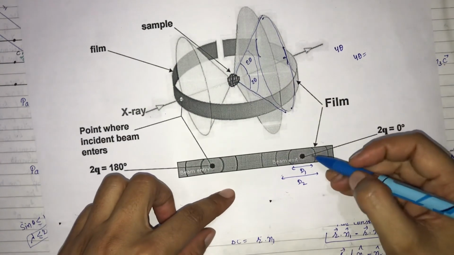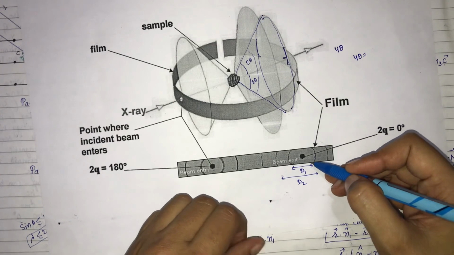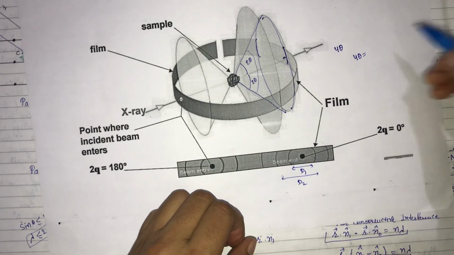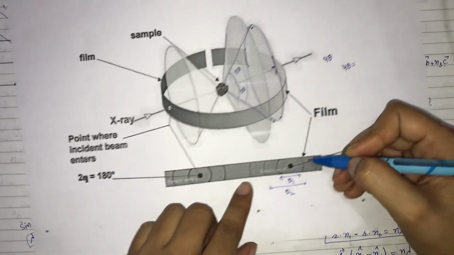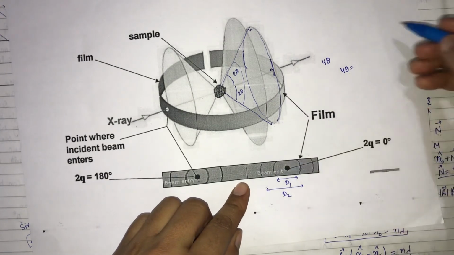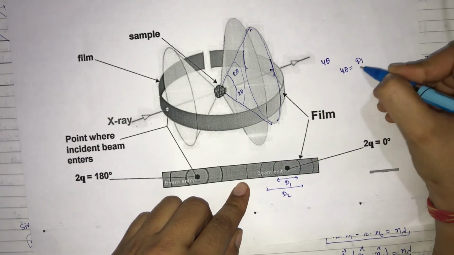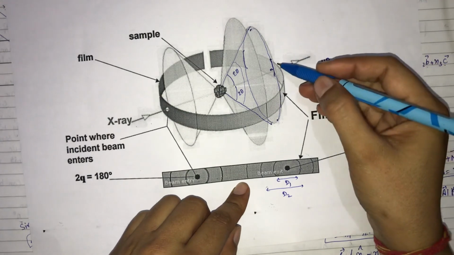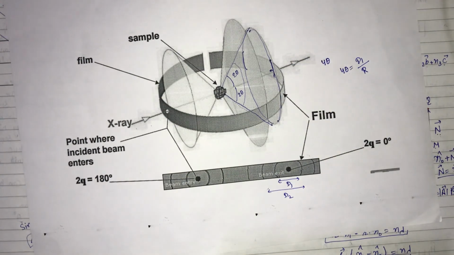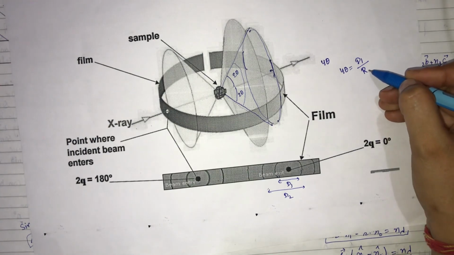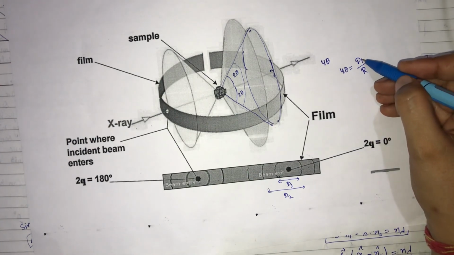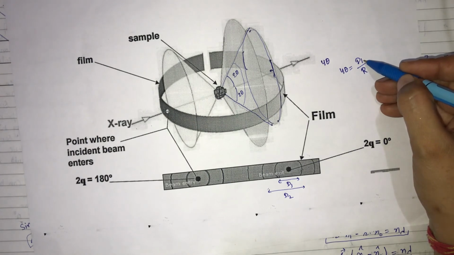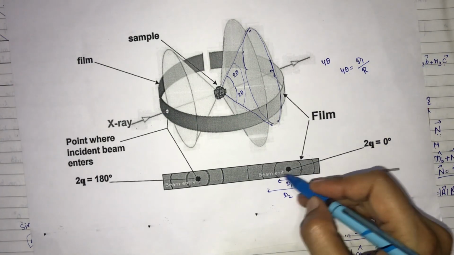So if we find this 4 theta, then this 4 theta is the distance between these arcs, meaning the left and right. Then suppose this is d1, and we also need the radius of the camera, camera meaning what we have used to study this diffraction pattern. So we know the radius of the camera used, and from the photographic film we can determine this distance D. D is the distance between these arcs.